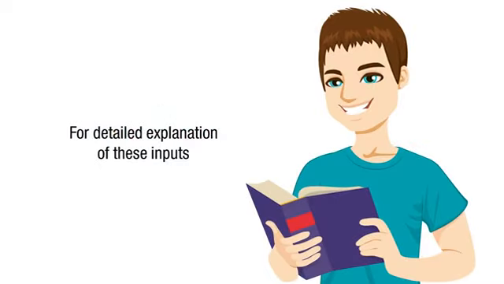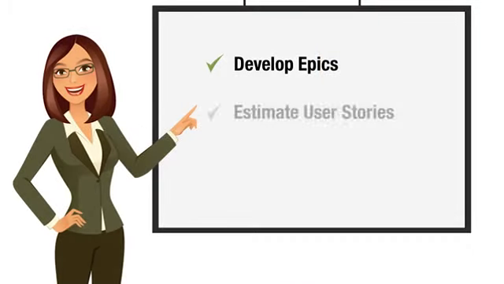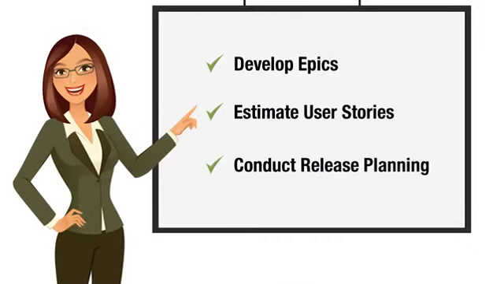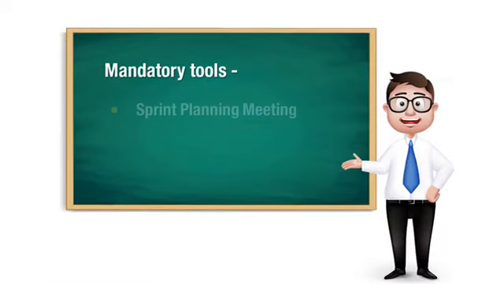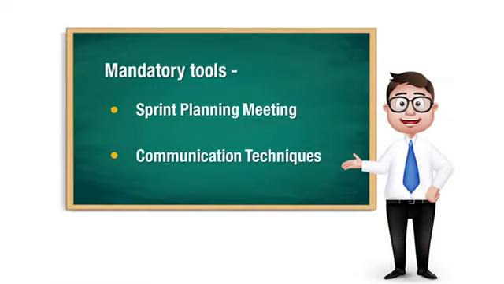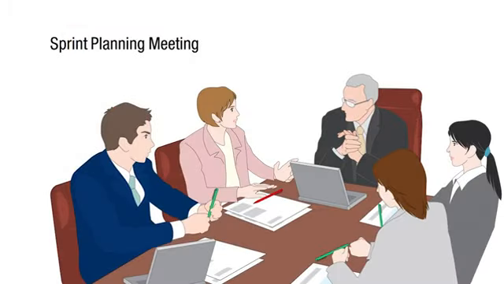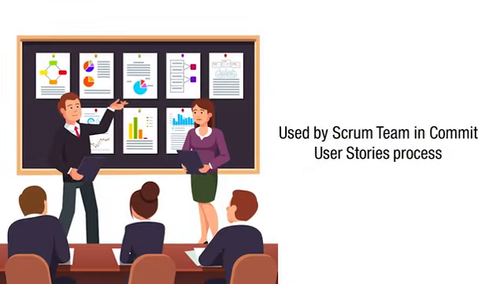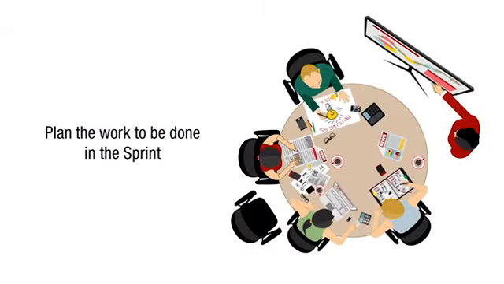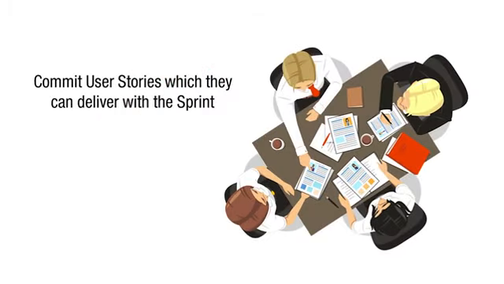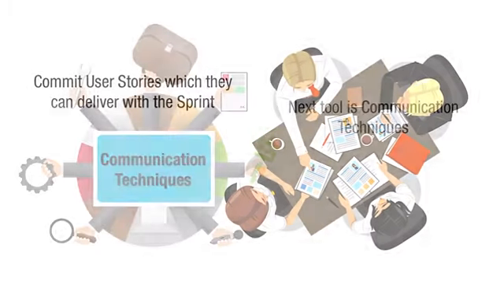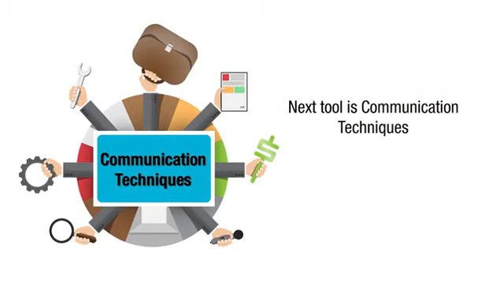For detailed explanation of these inputs, please refer to the discussion on them in Develop Epics, Estimate User Stories, and Conduct Release Planning Processes. The mandatory tools used in this process are Sprint Planning Meeting and Communication Techniques. The Sprint Planning Meeting is used by the Scrum team in the Commit User Stories process to plan the work to be done in the sprint. The team reviews the estimated user stories in order to commit the user stories which they can deliver within the sprint. The next tool is Communication Techniques.